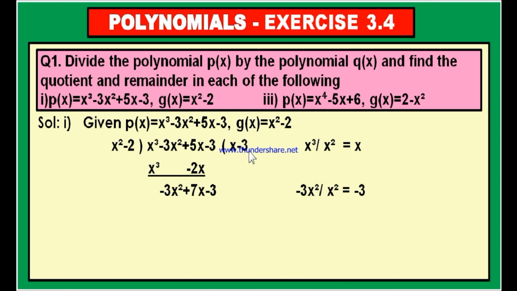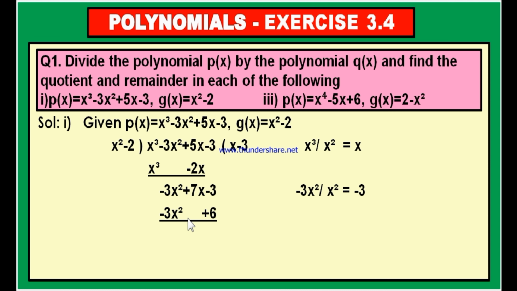minus 3 now. Minus 3 into x square is minus 3x square. You write that under this x square term. Minus 3x square. Next, minus 2 into minus 3 is plus 6. You write this plus 6 under the constant term. Again subtract. While subtracting, this minus 3x square becomes plus 3x square, and this minus 3x square and this plus 3x square will get cancelled.